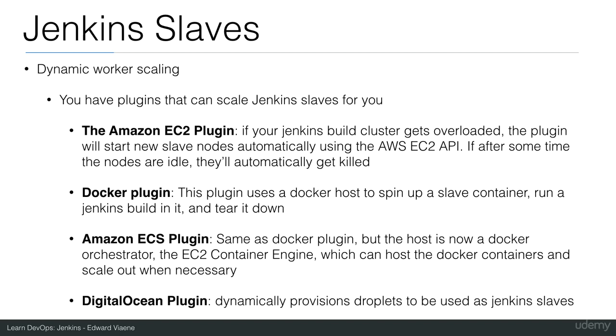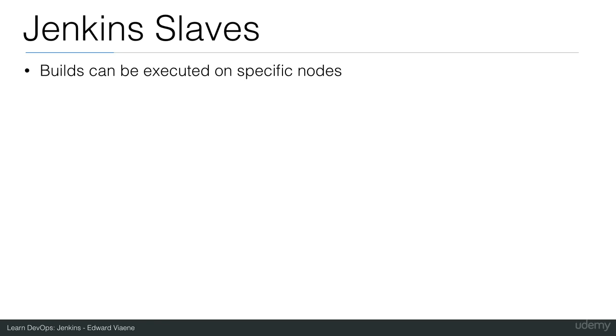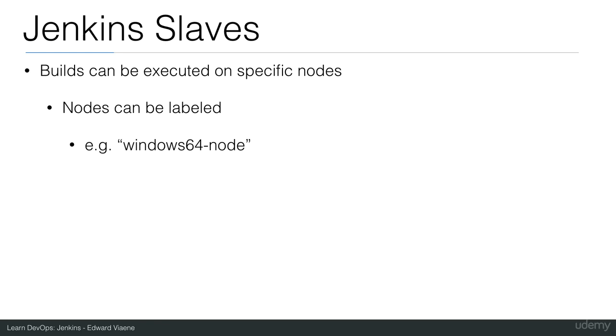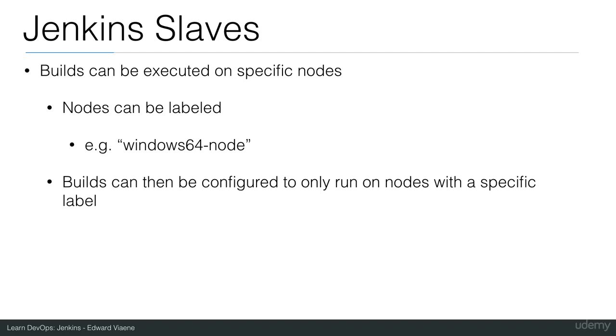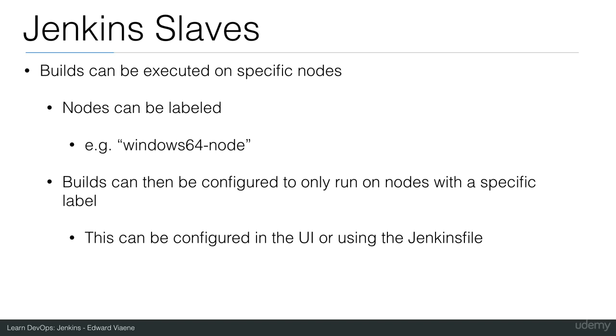And then you have the DigitalOcean plugin. You can dynamically provision droplets to be used as Jenkins slaves. Builds can then be executed on specific nodes. A node can be labeled. For instance, you can say, I have a new node and that node is called Windows 64 node. Builds can then be configured to only run on nodes with a specific label. This can be configured in the UI as an option or using the Jenkins file.